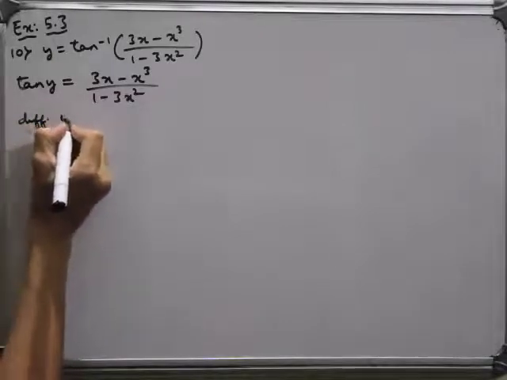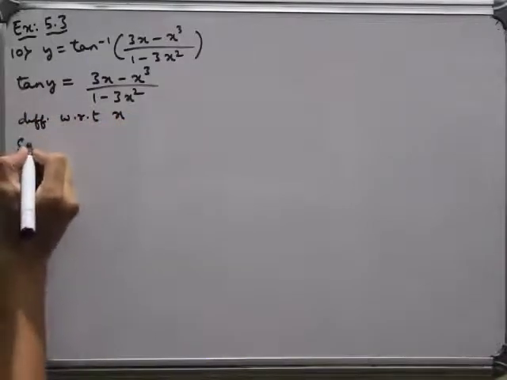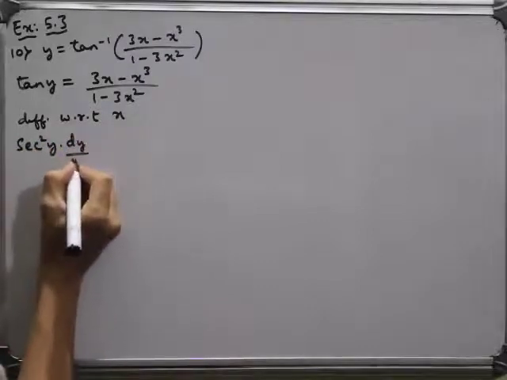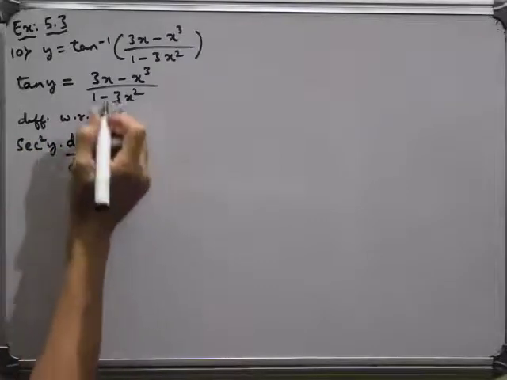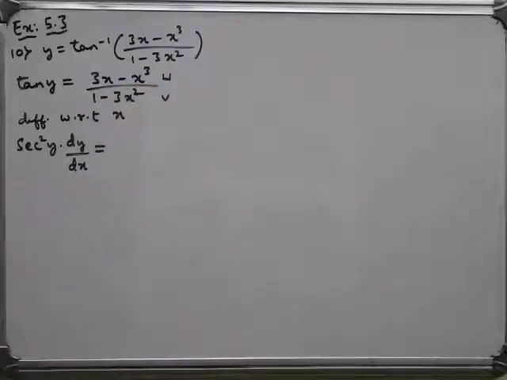So, differentiate with respect to x. This will become secant square y into dy by dx is equal to, now here you have to use the quotient rule, that is u by v: v into du by dx minus u into dv by dx, divided by v square. Use that formula and simplify this, okay?